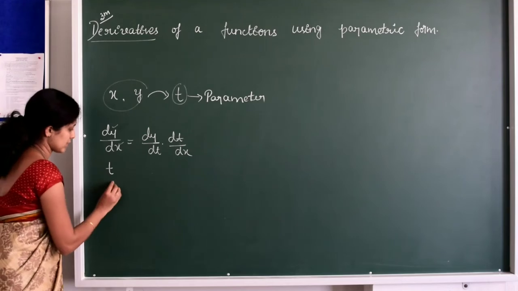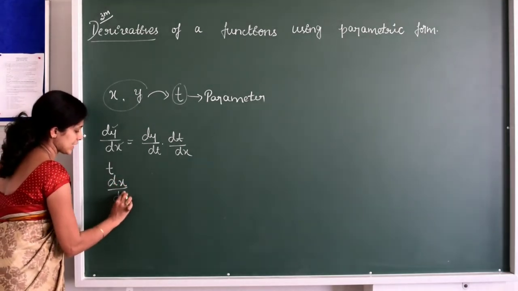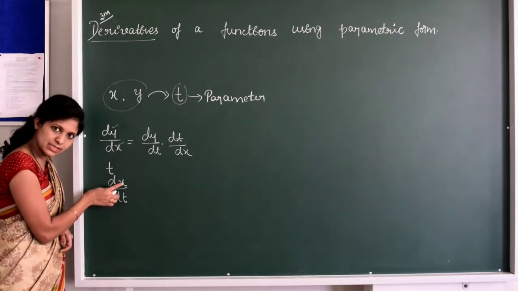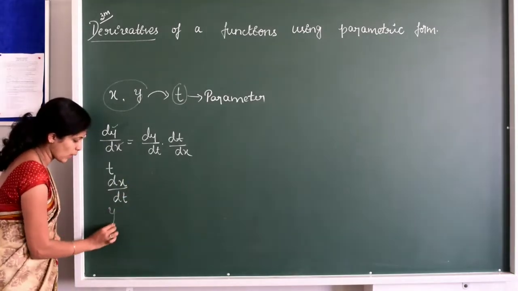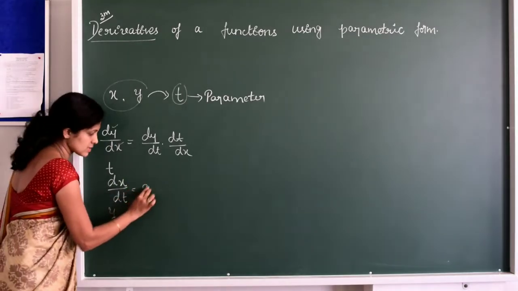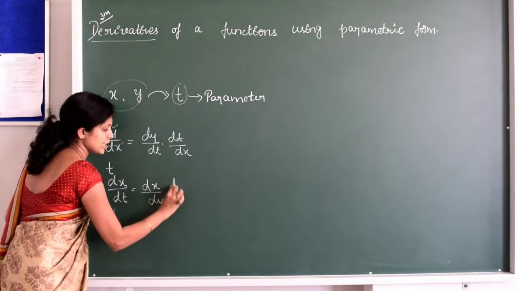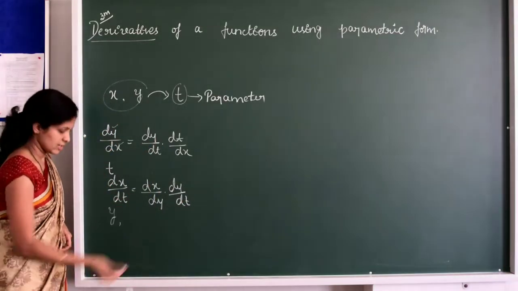Well, consider one more example. If I want to find dx by dt, is it clear? I want to find dx by dt. Here two variables are there, that is x and t. I can express this by using y. That is, I can write this as dx by dy into dy by dt. Is it clear?